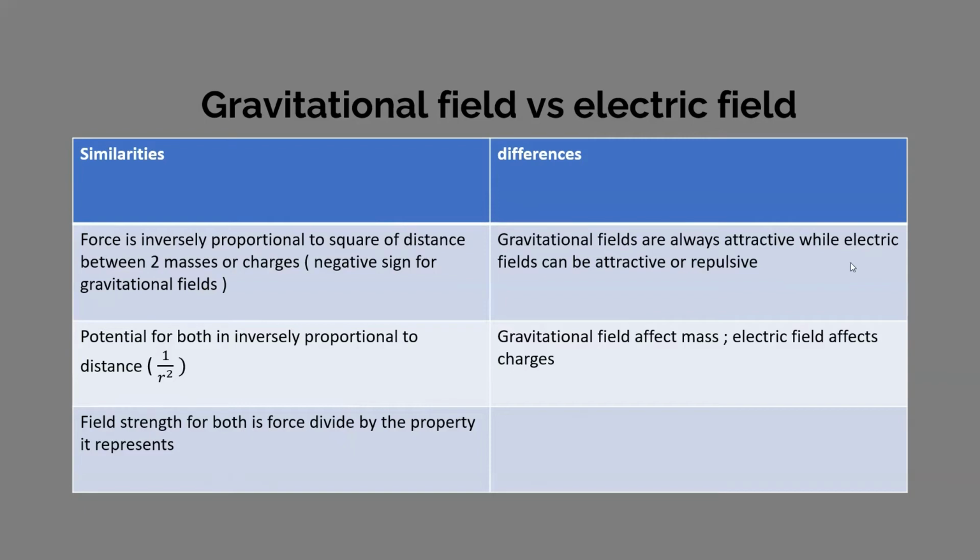Differences: gravitational fields are always attractive, while electric fields can be attractive or repulsive. Gravitational fields affect mass, while electric fields affect charge.